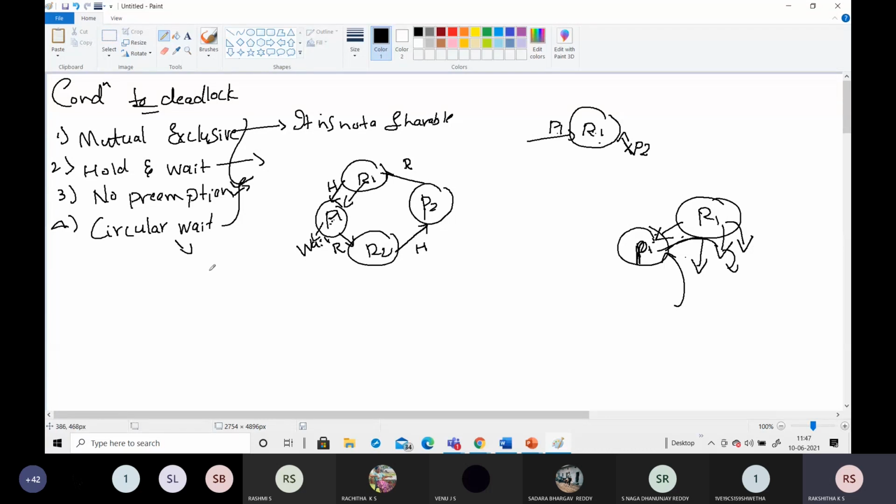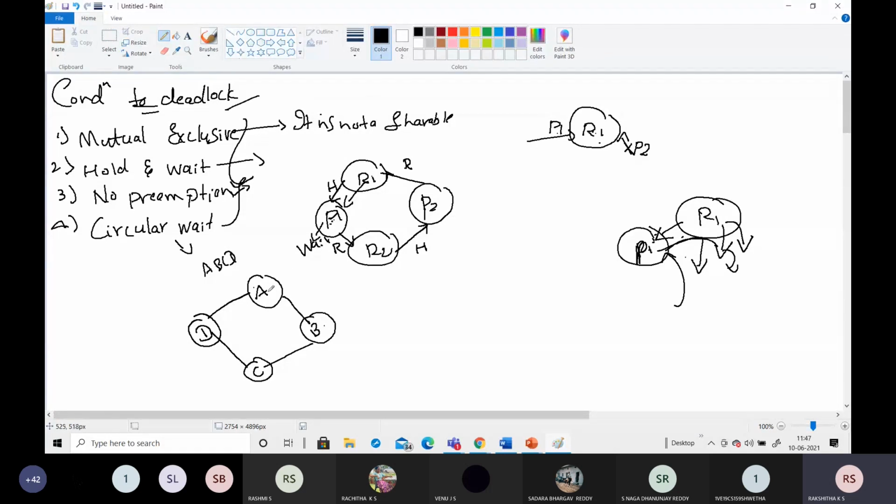And next, the last one, circular wait. Let me take an example. Say A is a process here. A is acquiring the resources which are needed by B, and B is acquiring the resources which are required by C, and C is acquiring the resources which are required by D. In the same manner, D is acquiring the resource held by A, which is needed by A itself. Okay, so this is a circular manner. So here also we make the condition of a deadlock.